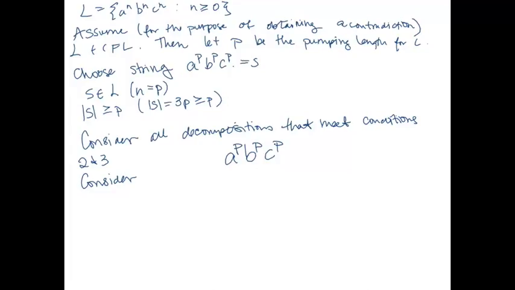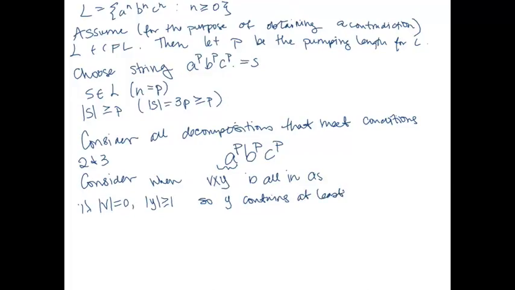Okay, so we're going to consider, let's say, how do we want to do this? Let's do VXY. So this middle chunk is all in the A's. Okay, so we're saying it's all located in there. So if the size of V is 0, then the size of Y is greater than or equal to 1. So Y contains at least one A.